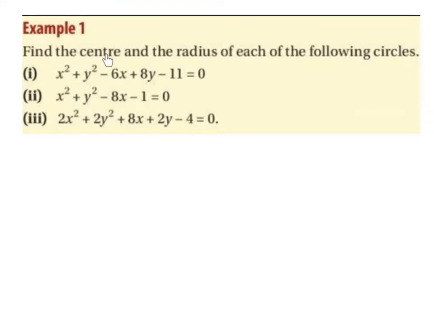Find the centre and the radius of each of the following circles. x squared plus y squared minus 6x plus 8y minus 11 equals 0. x squared plus y squared minus 8x minus 1 equals 0. And 2x squared plus 2y squared plus 8x plus 2y minus 4 is equal to 0.